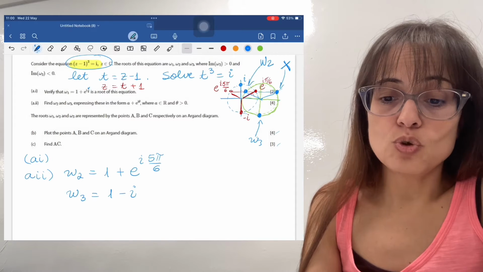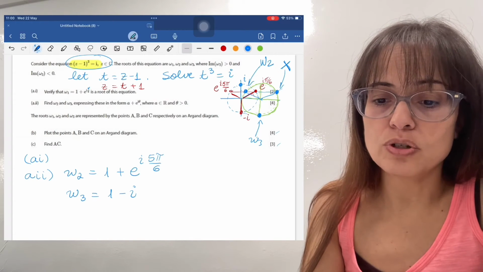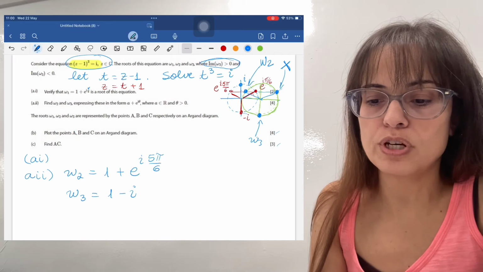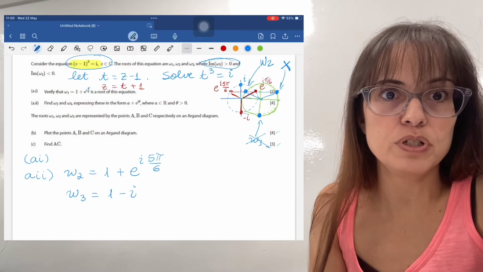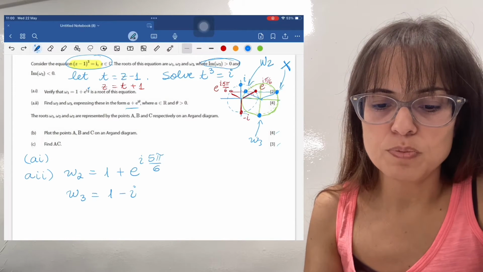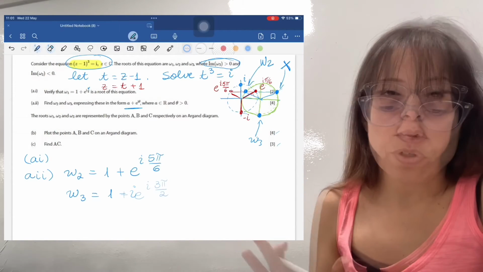And I know which one is which because the question told me that the imaginary part of W2 was bigger than 0, so it's not possible for the bottom one to be W2. Oh, but he doesn't want me to write it as 1 minus i, does he? He wants me to write it in this form. Okay, 3 pi over 2.